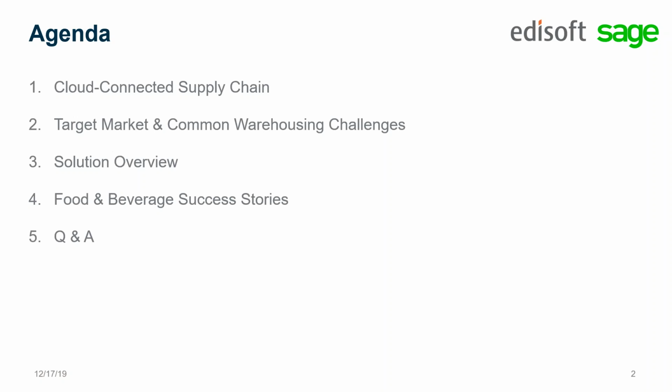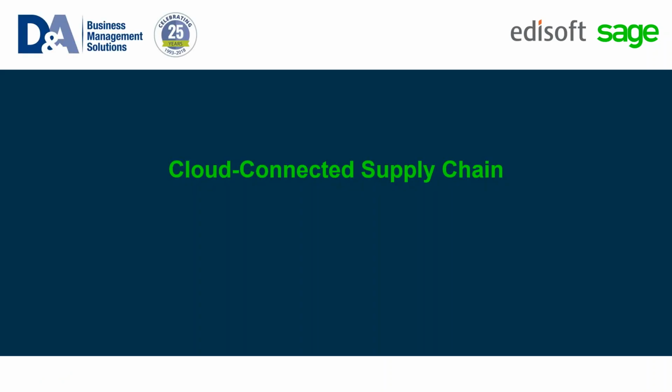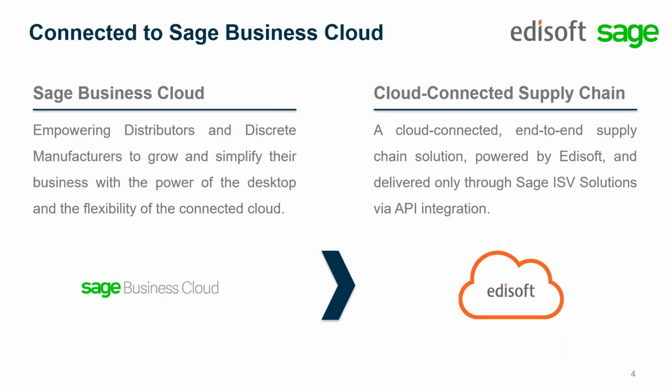And with that, I will get started. So the cloud connected supply chain, what is that and how does it pertain to your Sage ecosystem? Well, Sage Business Cloud, as Sage is moving towards more of a cloud-enabled product line, and with Sage 300, we've already seen that begin with Sage 300C, enabling web screen access to the key accounting modules. It's all about empowering distributors and discrete manufacturers to grow their business.